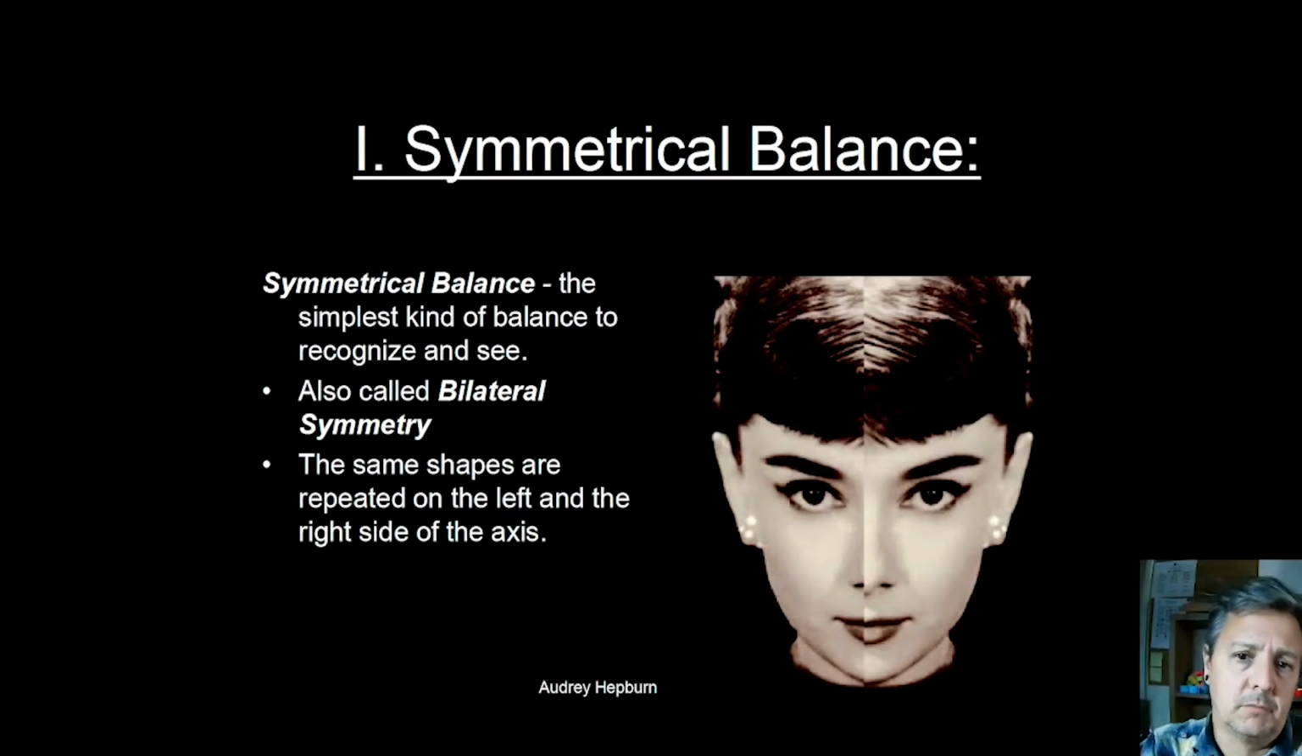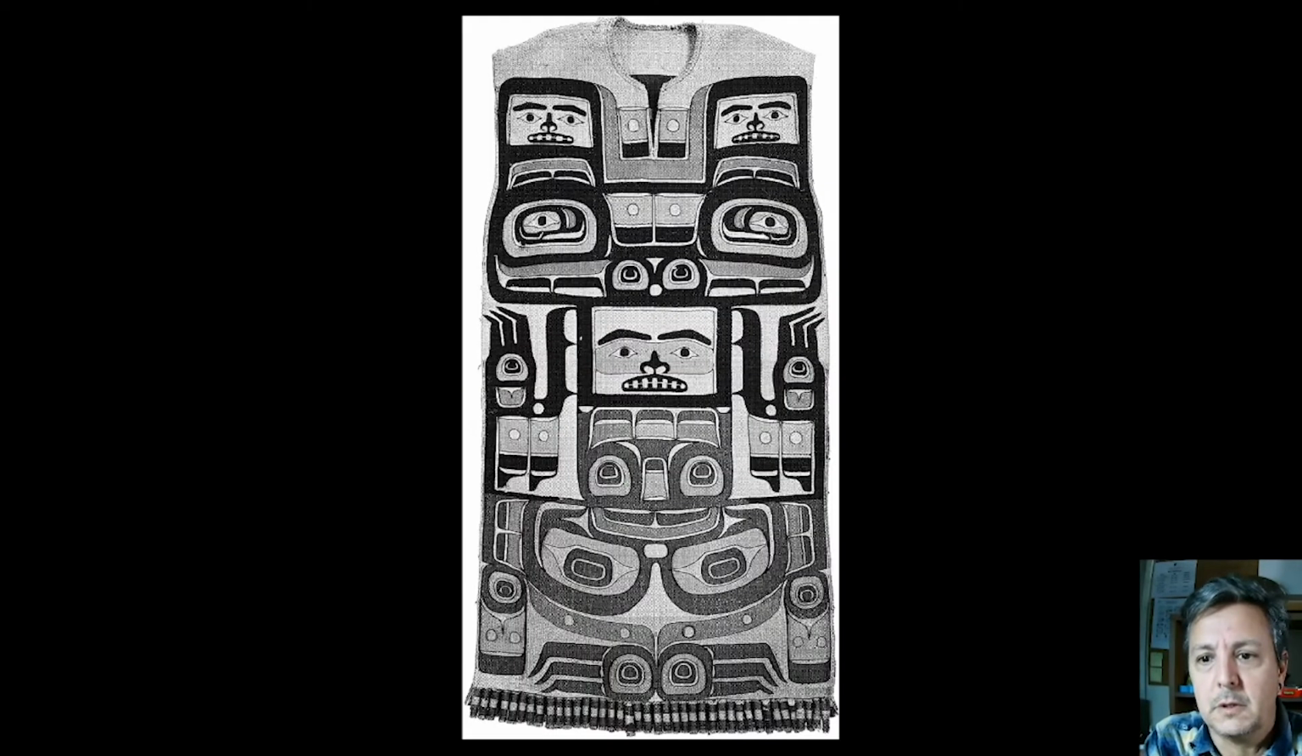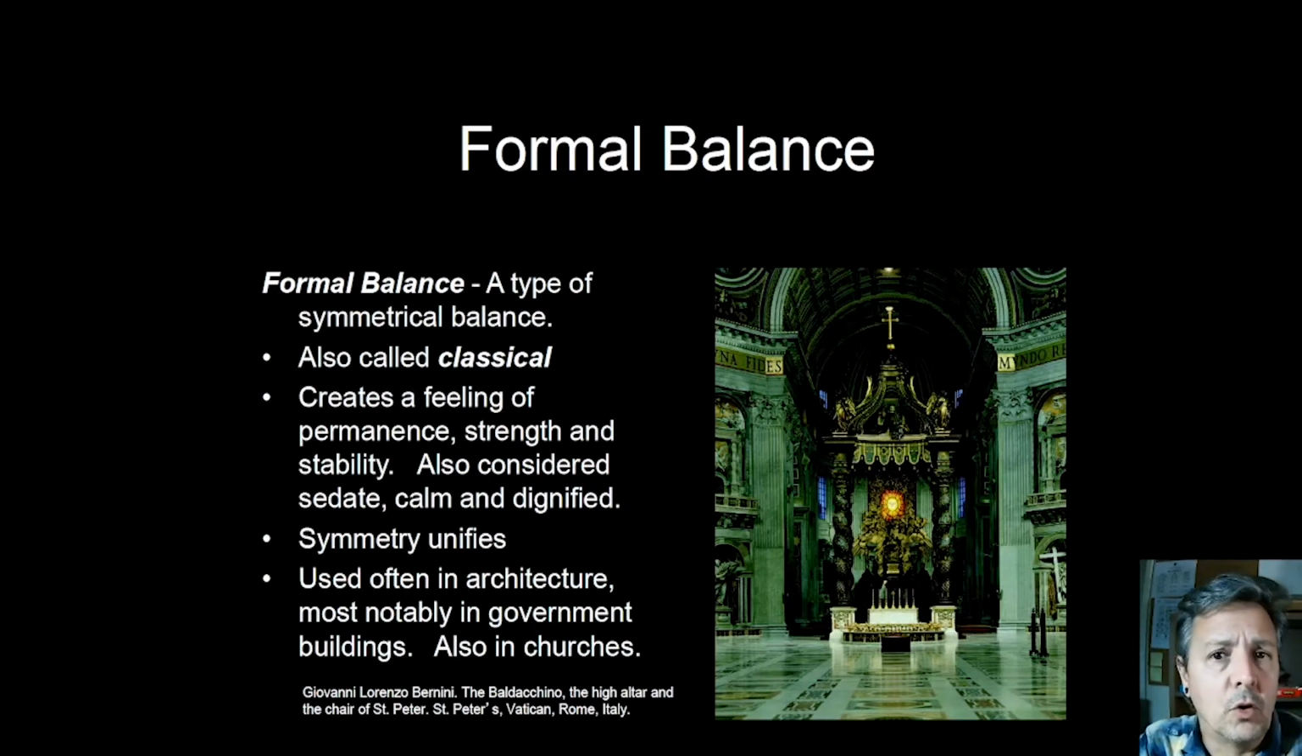So symmetry. Symmetry is the simplest kind. It's bilateral. It is the simplest, but sometimes it may not be as exciting. It doesn't feel as natural, but it becomes very symbolic and very unearthly. That's why this kind of balance is considered formal balance. You see it in churches, synagogues, and temples. It's that ultimate perfection. Okay?